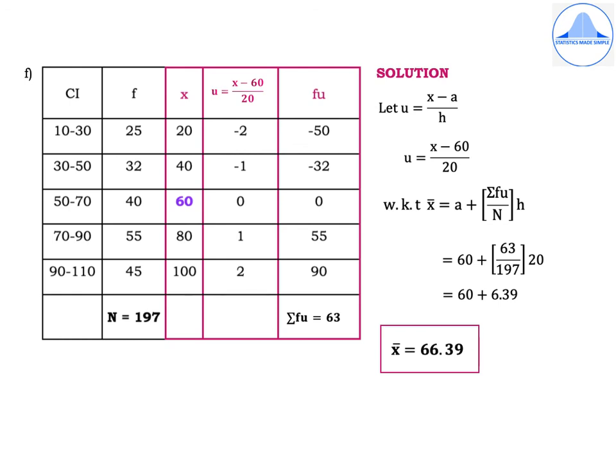Then write the formula of the arithmetic mean, which is x bar equal to a plus summation fu by capital N into h, which is equal to 60 plus 63 divided by 197 into 20, which is equal to 60 plus 6.39, or x bar is equal to 66.39.